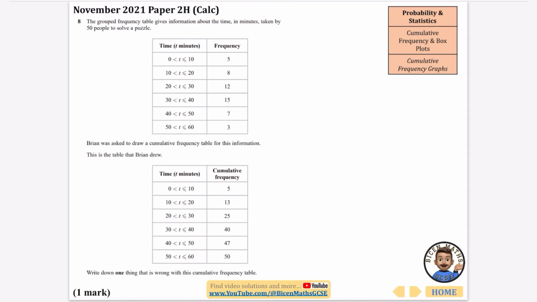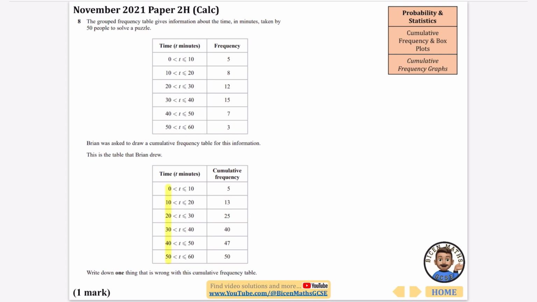Okay, we've got just one thing to see what's wrong with this cumulative frequency table. So it says there are 50 people solving the puzzle and we're going to try and spot what might have gone wrong here. Well, I probably would check these first. I've actually already spotted it, but we'll check these things. So the 13 is the 5 plus 8. Great, that's 13. The 25 is the 13 plus the 12. The 40 I'm adding on the 15. That's correct. Then I'm adding on the 7 and I'm adding on the 3. I've spotted what's wrong. It's these values here.